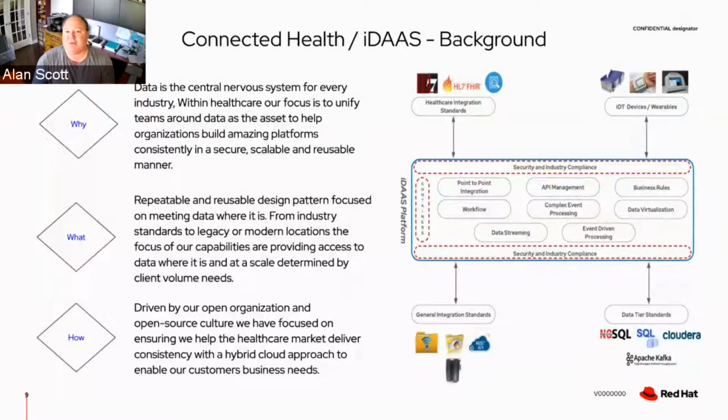So from a background perspective, as you look to the visual on the right, you will see that our focus is around making data that central nervous system for healthcare. It's about unifying teams around data and making sure that it's the asset that they can come to so that they can build amazing platforms. And because of Red Hat, they can build it in a secure and scalable and reusable manner.